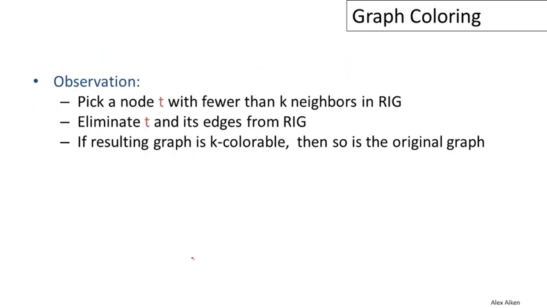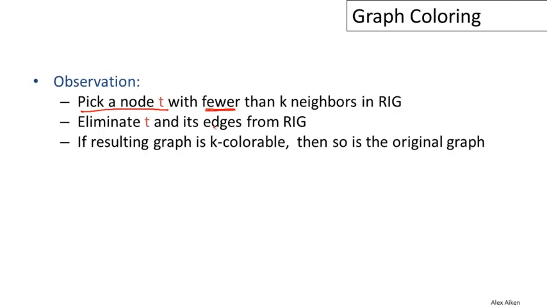So now I'll present the most popular heuristic for coloring register interference graphs. And the basic idea is very, very simple. So what we'll do is we'll pick a node, T, that has fewer than k neighbors in the register interference graph. Okay, and this is actually the key thing. So just find any node in the graph that has fewer than k neighbors. And then we'll eliminate T and its edges from the register interference graph. So we'll just delete that node and all the edges adjacent to it. And then if the resulting subgraph is k-colorable, then so is the original graph.